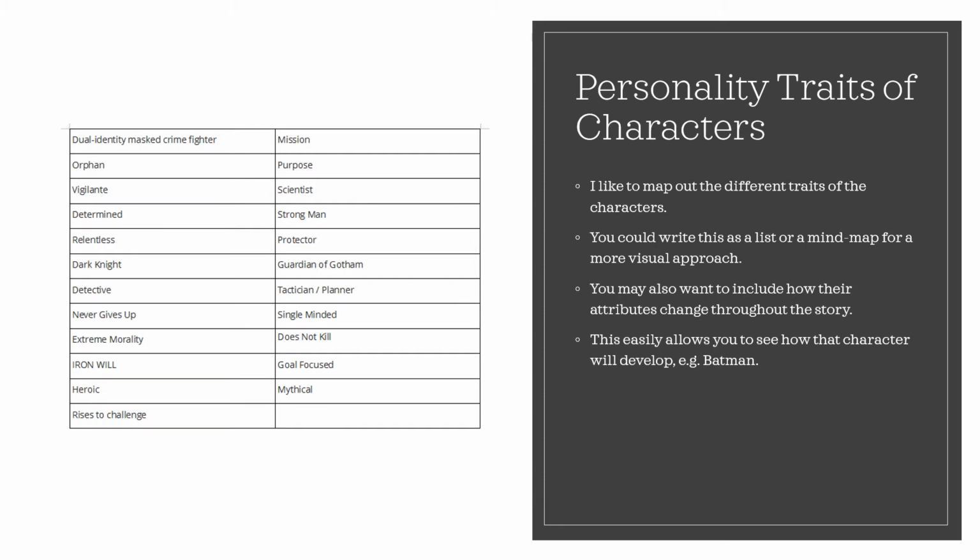visual approach. You may also want to include how their attributes change throughout the story, because they might change if they're going through a hero's journey. And as you can see here, it easily allows you to tell how that character will change.